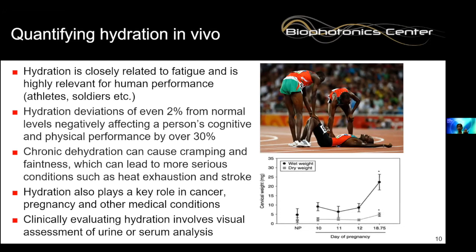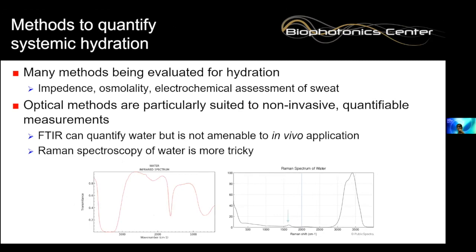Many people have been looking at using various methods, and the latest Apple Watch, for example, claims to be able to do some hydration assessment. It's based mostly on electrochemical assessment of sweat. Impedance is another method, use osmolality. There's lots of methods out there, but realize that all of those methods tend to measure the indirect phenomenon as an increase in electrolytes or of salt in order to determine hydration.